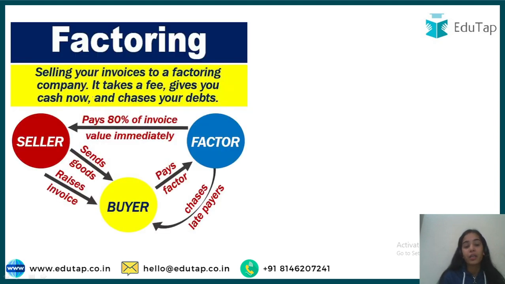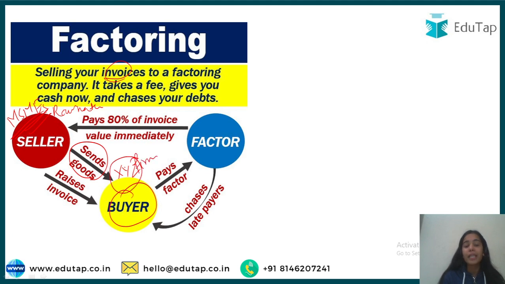See, factoring means that you are selling your invoices. Here the seller is there. Let's say it is some MSME that is selling some raw material. Okay, it is selling some raw material and it has sent the goods to the buyer. And the buyer can be any other big firm, it can be any consumer, we can say. So the seller, the MSME, has sent the goods XYZ to XYZ firm, that is a big firm.